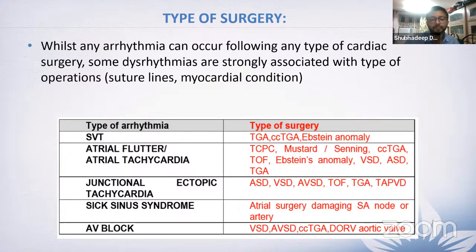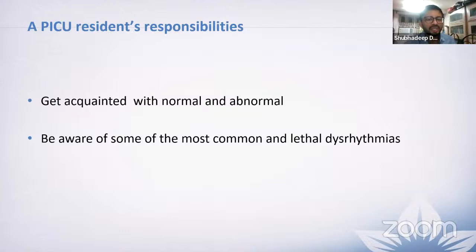Now, as I was telling you before, what I expect from a PICU resident is that even if you are not able to identify all the dysrhythmias, at least you should be acquainted with what is normal and what is abnormal. You should know how a sinus rhythm looks, and once you know that, you can differentiate it from an abnormal rhythm. And you have to be aware of some of the most common and lethal dysrhythmias, which can actually kill a patient. I'm not asking you to be acquainted with all the cardiac arrhythmias, but in the ICU, an emergency area, we have to be familiar with some of the most lethal ones.